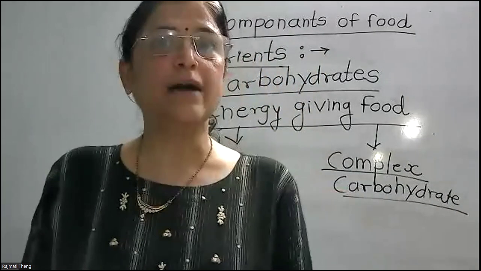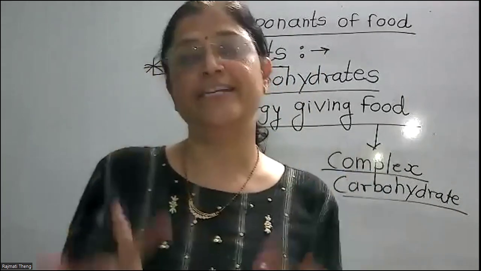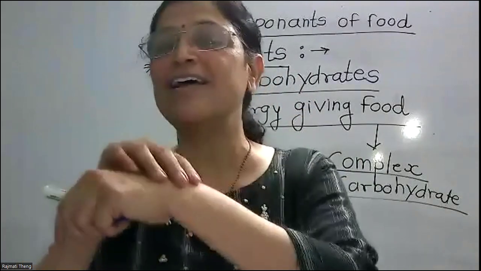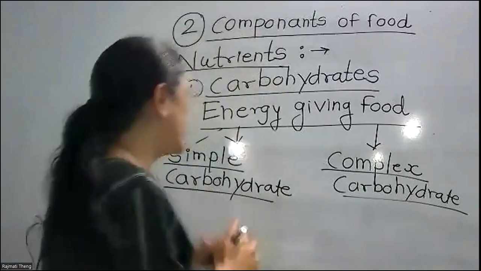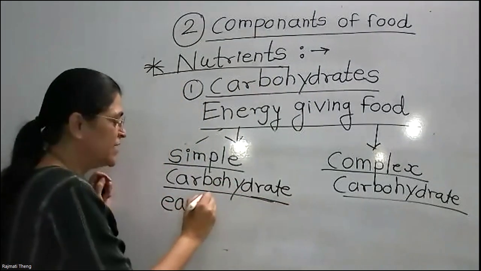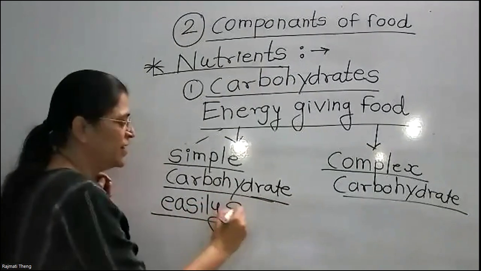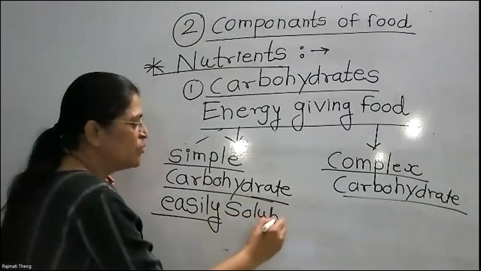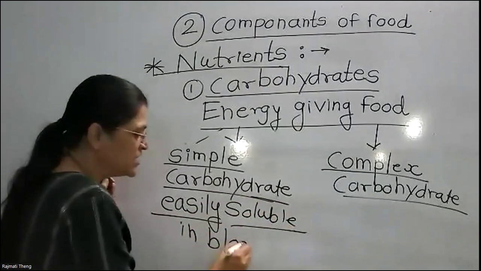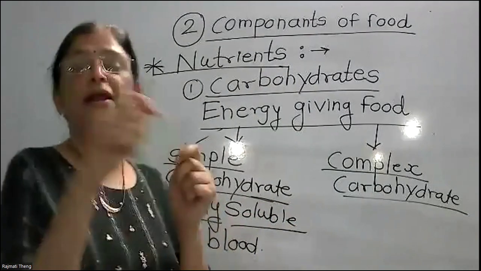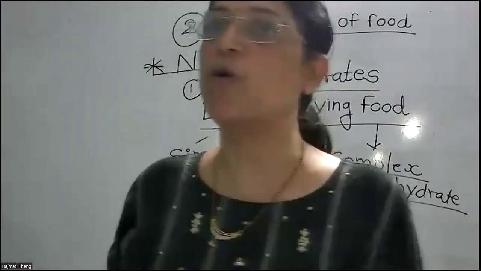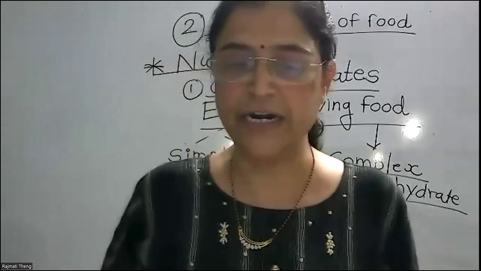So simple carbohydrate, why it is called simple? Because it is easily mixed in our blood. Because it is easily soluble in blood. ब्लड में इजीली सोल्यूबल हो जाता है, ब्लड में इजीली मिक्स हो जाता है. दैट्स व्हाई इट इज कॉल्ड सिंपल कार्बोहाइड्रेट.